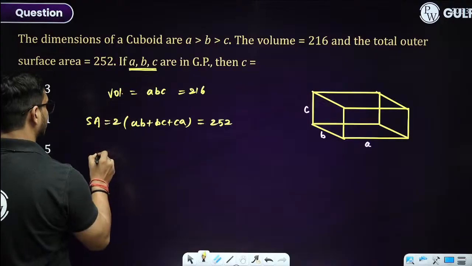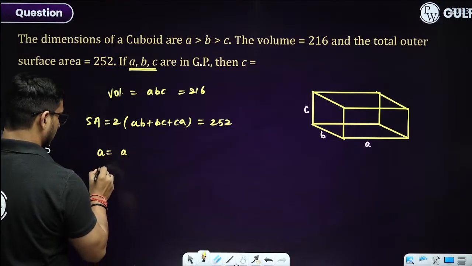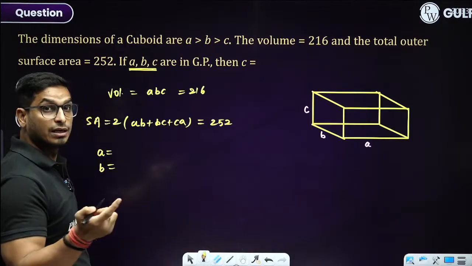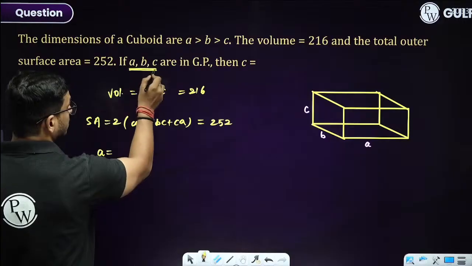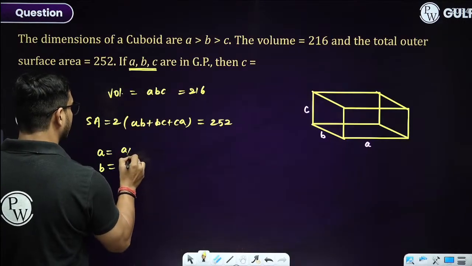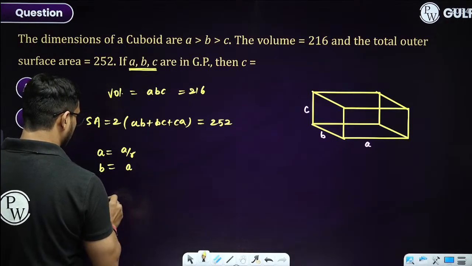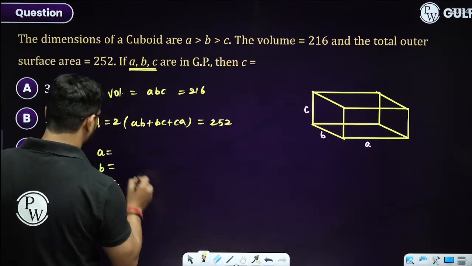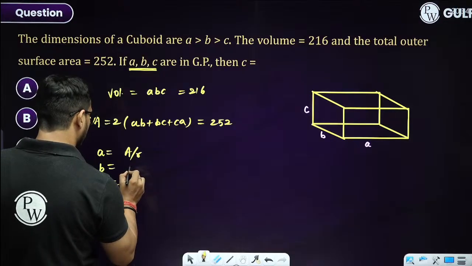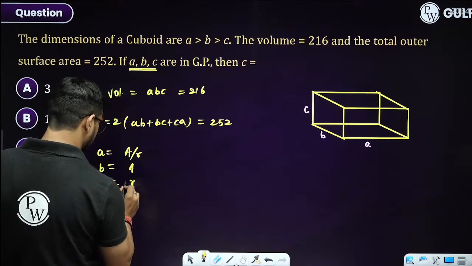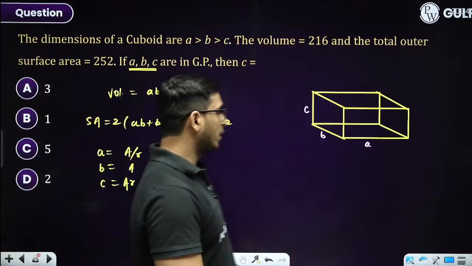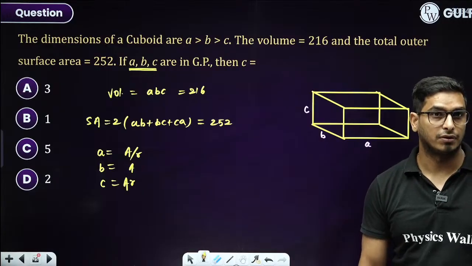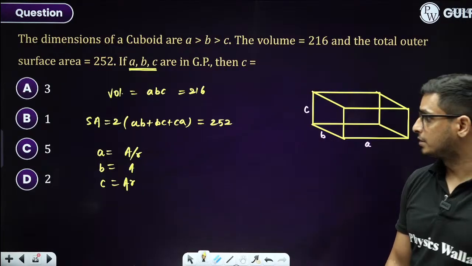So if they are in GP, A is A, B is AR, three numbers. We have to take three numbers in GP. Should I write A by R, A and AR? A, and C is AR. Or you can take A by R, then A and AR. Can we do that? Yes. Now use the information.